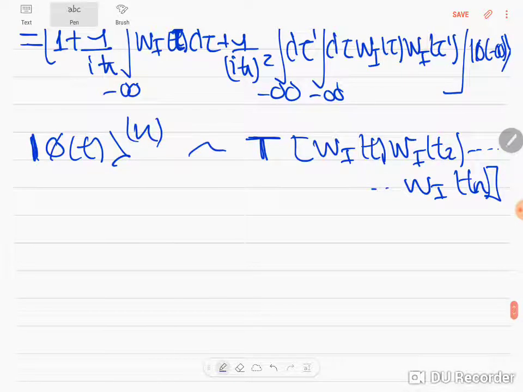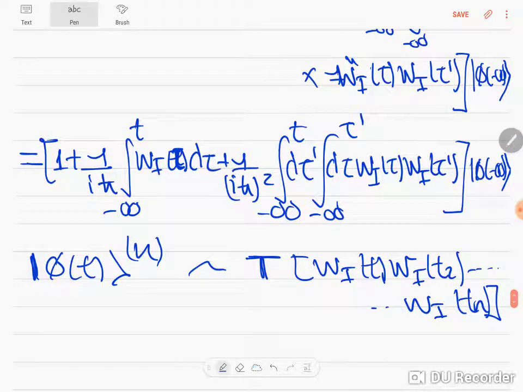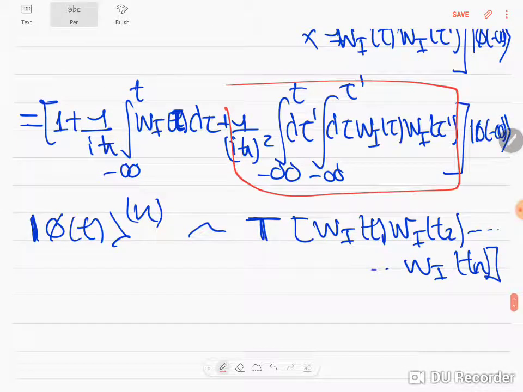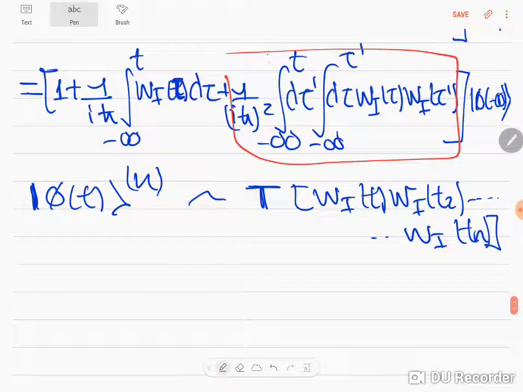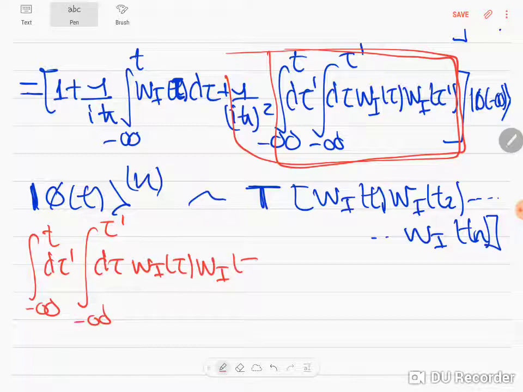So to do this, now we're going to consider the second part, or the third term of this second order approximation, which is this. Okay, and from here what we're going to do is that we're going to consider just this integral, we're going to rewrite this integral. We're going to change some times here. So then the integral from minus infinity to t of d tau prime, from minus infinity to tau prime of d tau of W_I of tau, W_I of tau prime.